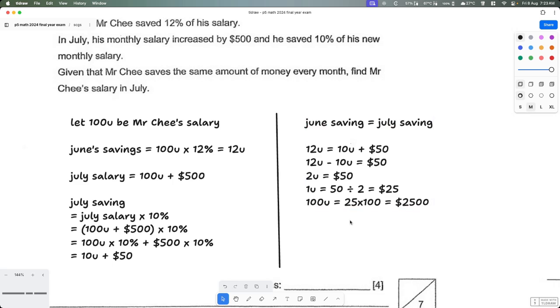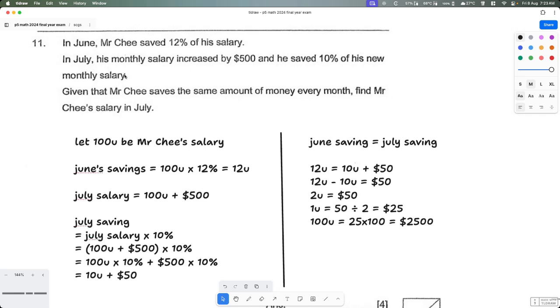$2,500. Okay, this will only make sense if this is Mr. Chi's salary, but in July he has an increase of $500. So July salary, you see, is 100 units plus 500, because we're looking for the salary in July.